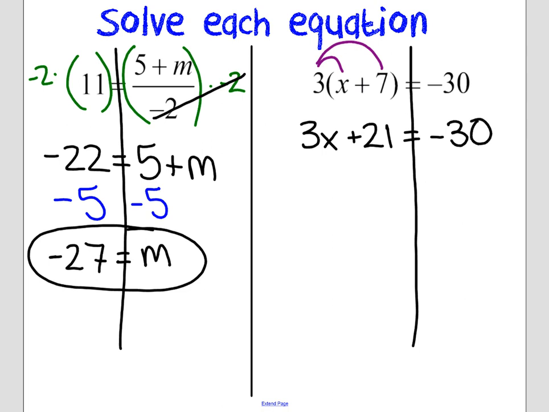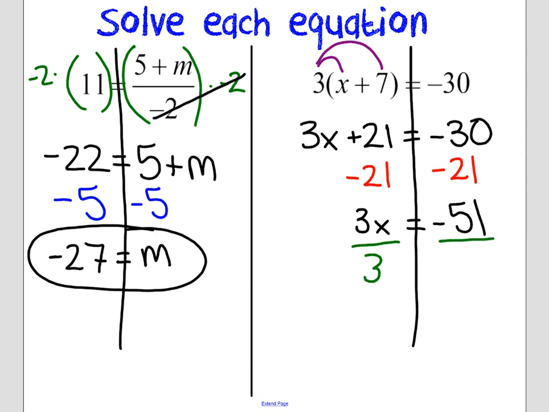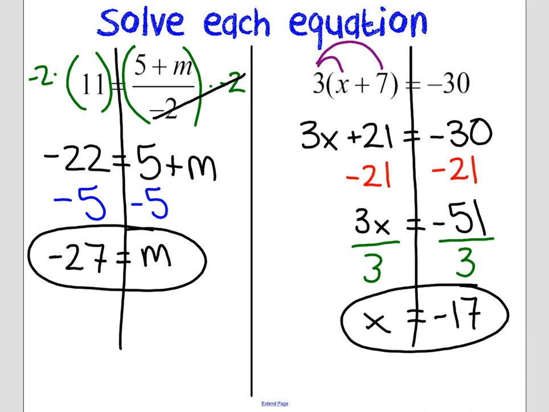Now I've got to get x by itself here, so I'm going to first subtract 21 on both sides. I'm left with 3x on the left side. -30 minus 21 is going to be -51. If you use your calculator, that's what it'll tell you. I'm going to divide both sides by 3 and I get x equals negative 17. I'm all done with that problem, so I can move on.